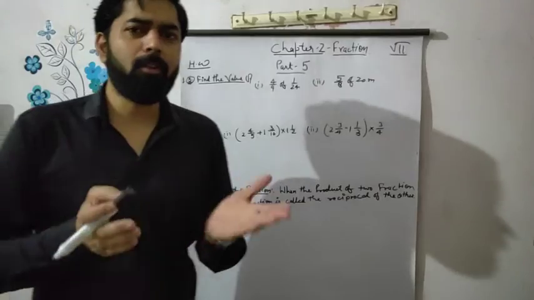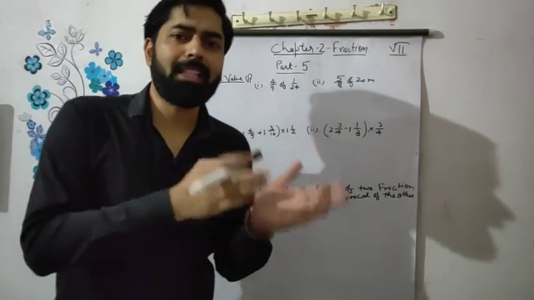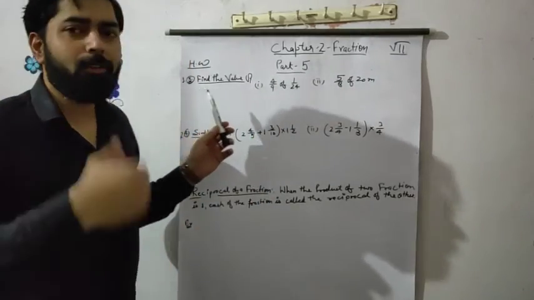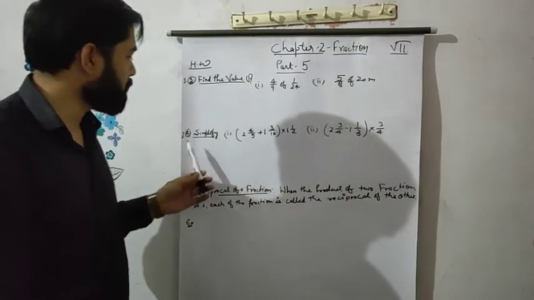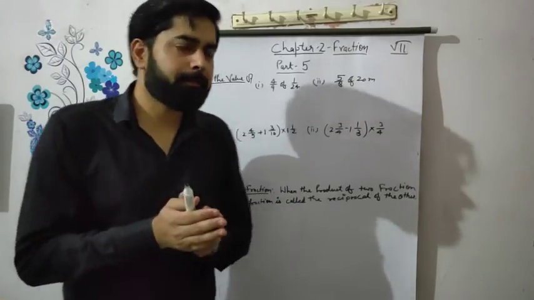Does everyone know what the last homework was? The last homework was to solve questions number 3 and 4 of Exercise 2B. So what were the questions? The third question was find the value of, and the fourth question was simplify. So we solve some of the questions here.